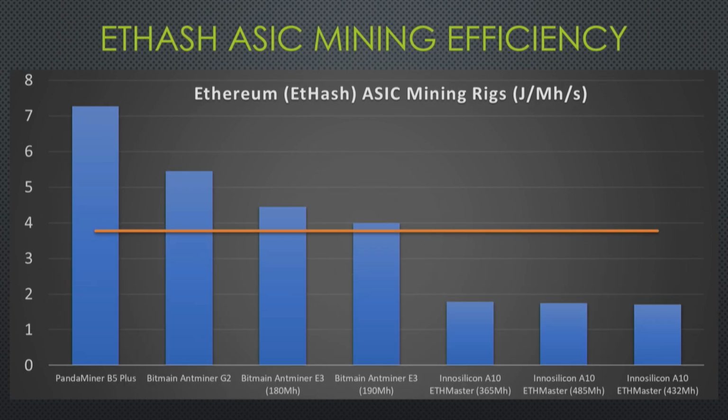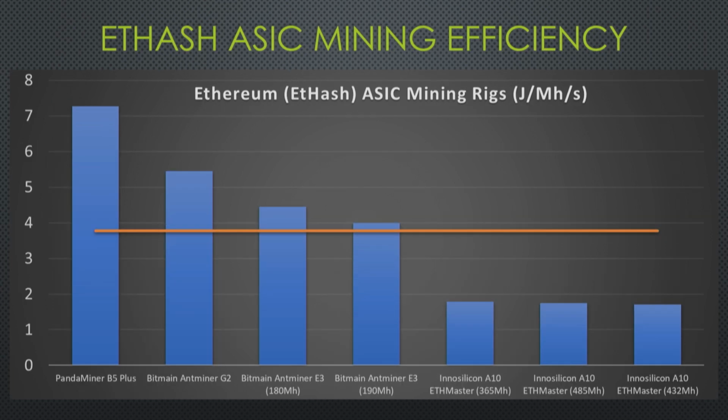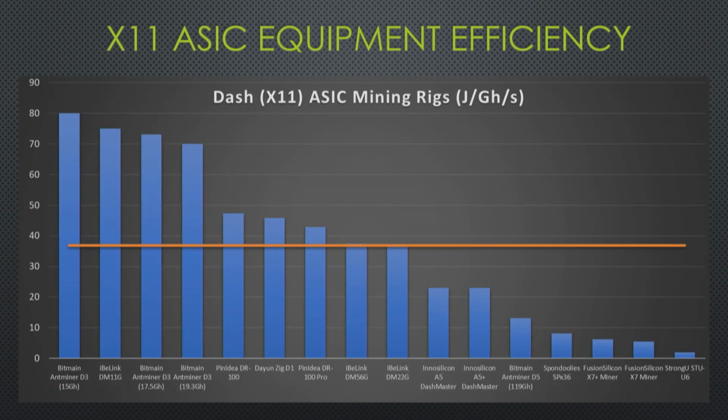I also did that same kind of equipment study for Ethereum, for ASIC mining efficiency. ETHASH is their algorithm, and they do have a handful of ASICs deployed. And interestingly enough, the SCRYPT miners are on average just a little bit more efficient in terms of work output and energy input than the ETHASH Ethereum miners, which are right around 3 to 4 joules per megahash per second.